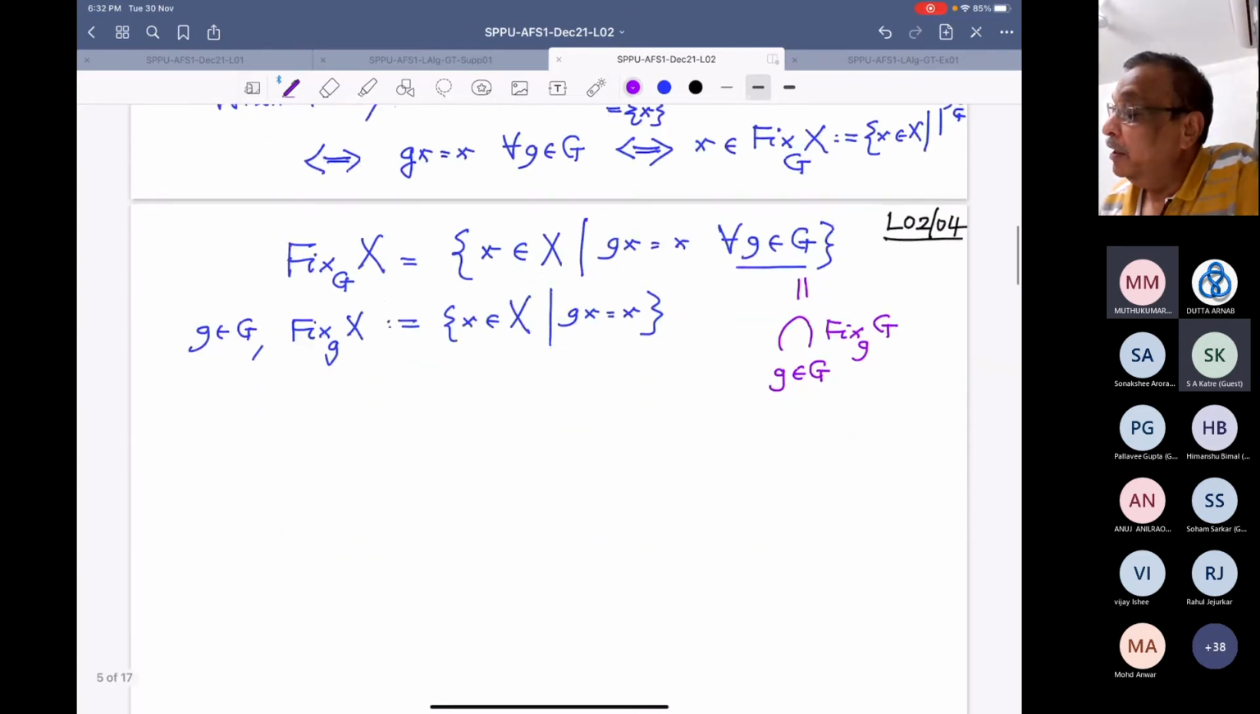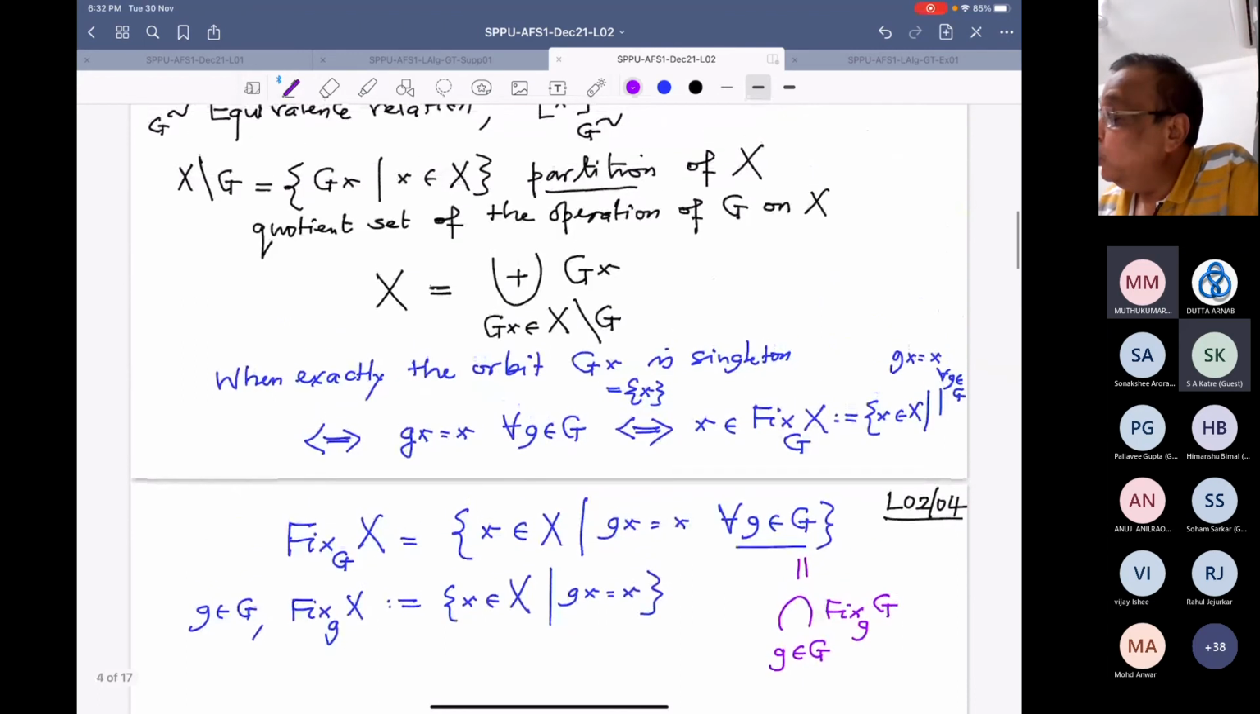So therefore, first of all, this will tell you the cardinality of X equal to summation of the cardinality of the orbit. And this orbit is varying in the quotient set.